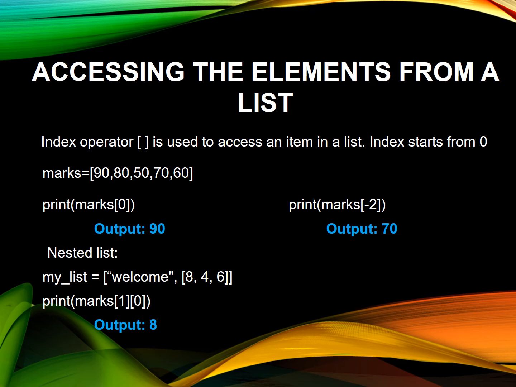Now let's come to nested list, how we can access the elements from a nested list. There is a list with the name mylist which contains one element as a nested list. It contains 2 elements. One is welcome and the second element is the nested list. And the nested list contains 3 elements. Now, I want to print the first element from the nested list, which is 8.